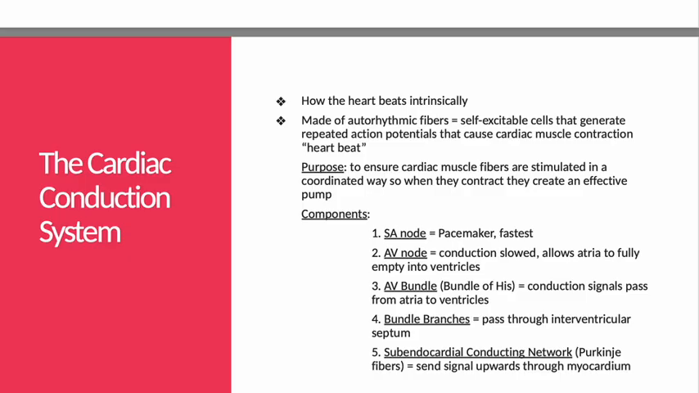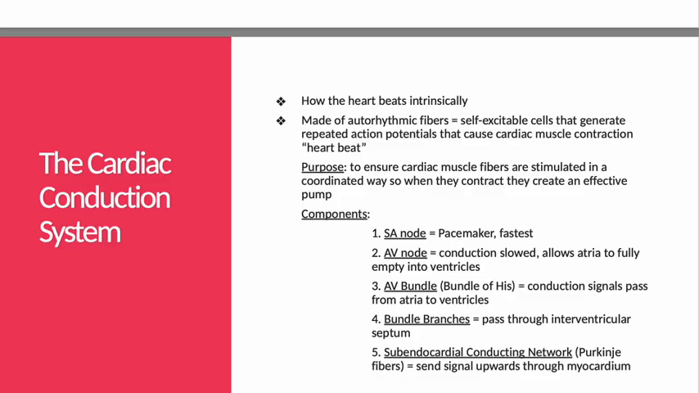Down in the AV node, conduction is going to be slowed. We are going to slow down the rate of the signal that's traveling along this pathway to allow our atria to fully finish their part of the cycle, to fully empty into the ventricle. And then we're going to send that signal onwards towards the ventricles. We're going to do this through what we call the AV bundle. The AV bundle is our atrioventricular bundle. It is going to send the signal from the atria to the ventricles.